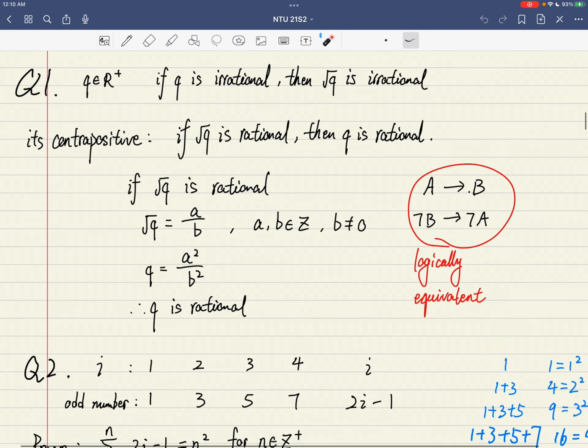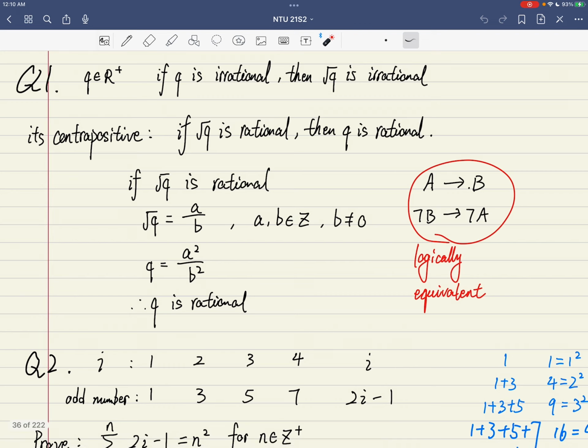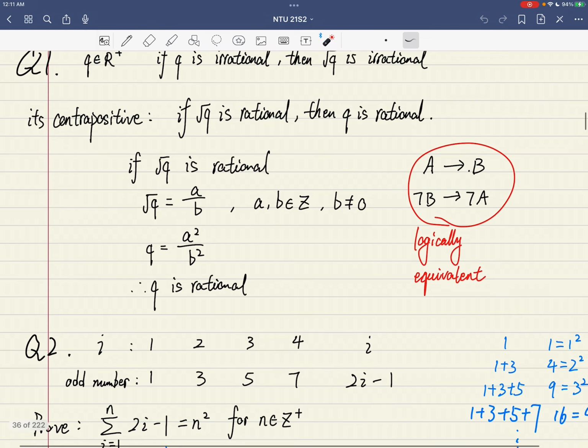So now we prove: if the square root of Q is rational, then a rational number can be written as an integer A over another integer B, and B is not 0. So the square root of Q is A over B, where A and B are both integers and B is not 0. Then Q is equal to the square root of Q squared, so it will be A squared over B squared. So Q is A squared over B squared, then Q is rational.